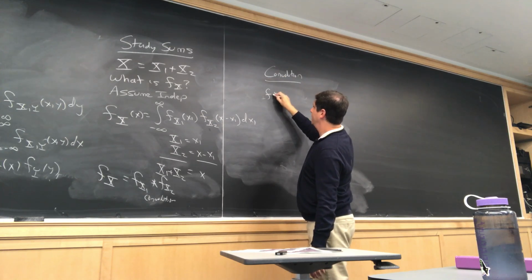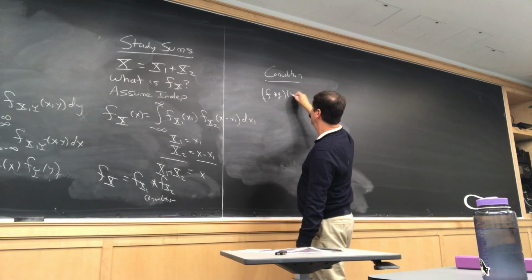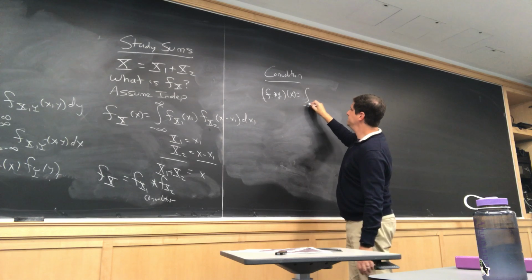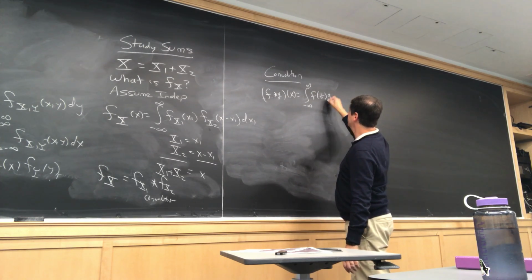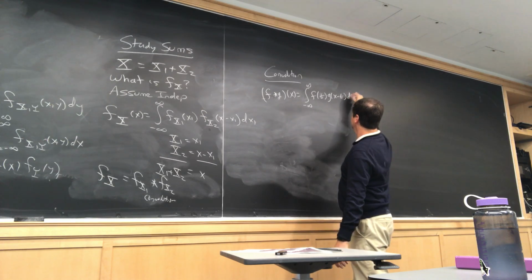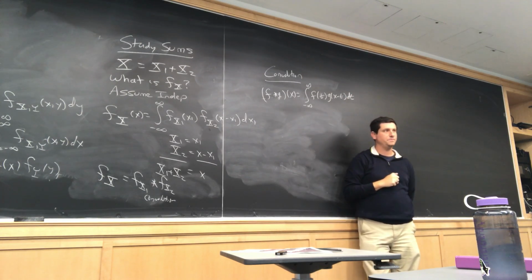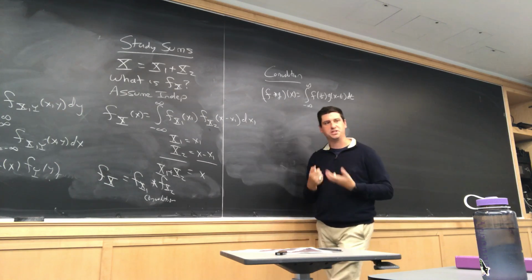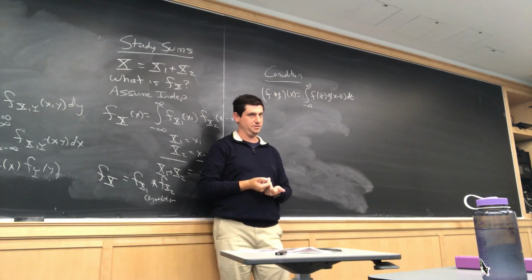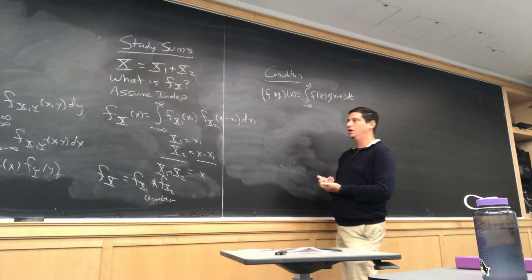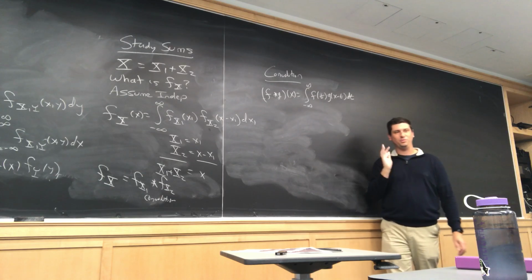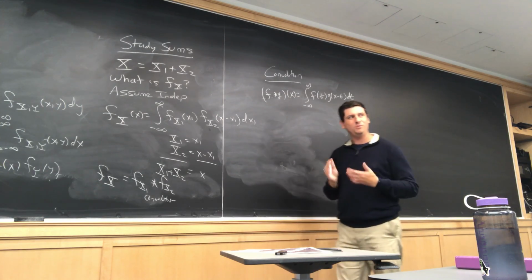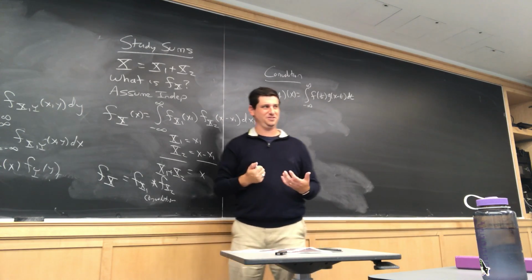So f star g of x is the integral from minus infinity to infinity of f(t) g(x minus t) dt. Whenever you see a definition, you always want to ask a couple of questions. Is this well defined? Now, you can define the convolution in general; you don't have to work with probability distributions. But if they're probability distributions, you have some nice things.